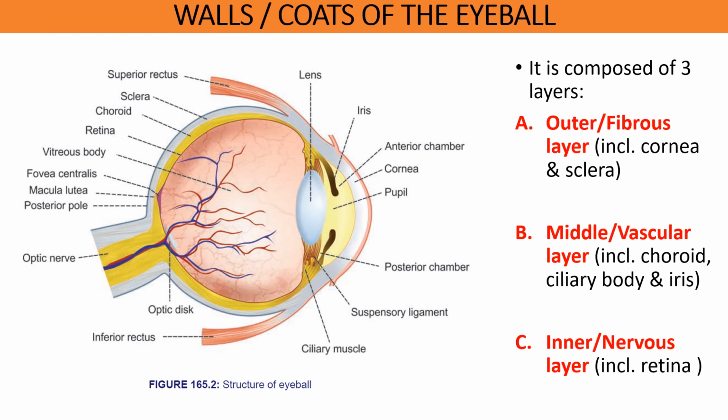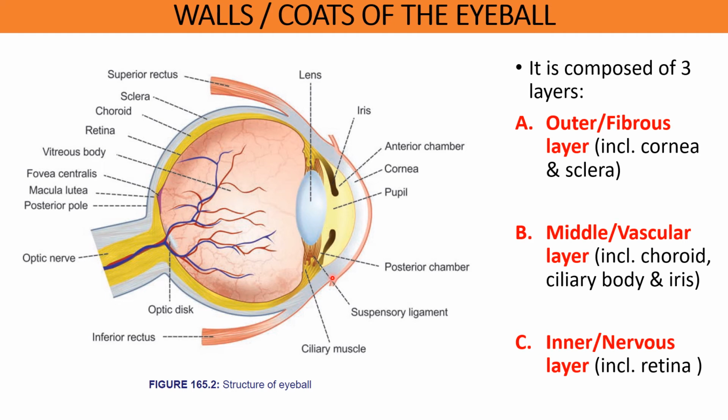The eyeball comprises three coats or walls, namely the outer or fibrous layer, the middle or vascular layer, and the inner or nervous layer. The outer coat includes the cornea and the sclera. Here you can see the grey colored part. The outer coat consists of the cornea anteriorly and the sclera posteriorly.